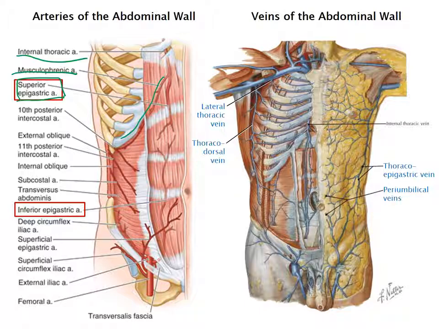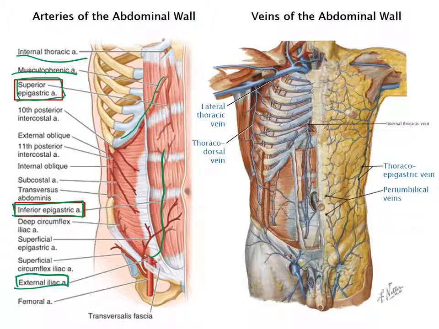Another important artery supplying the anterior abdominal wall would be the inferior epigastric artery. This artery arises from the external iliac artery, and it will course behind the rectus abdominis muscle as well to supply that muscle along with the superior epigastric artery.